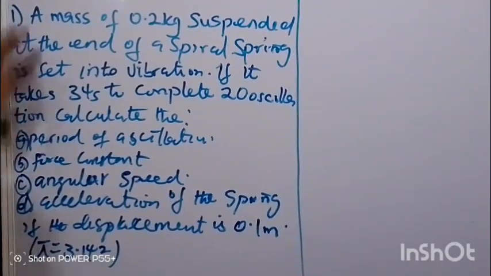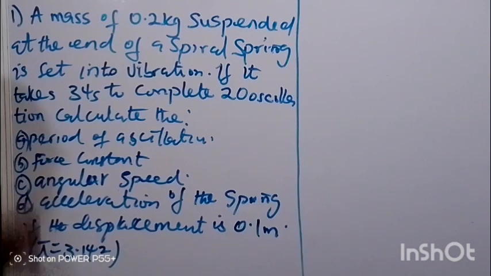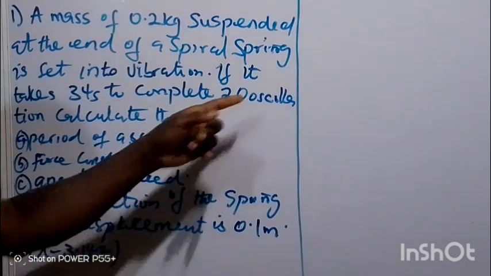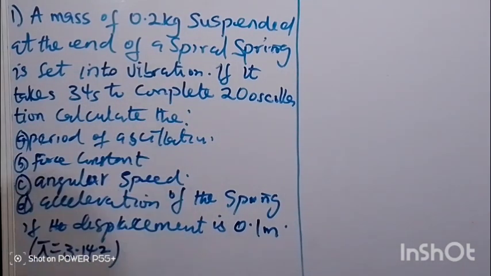Let's take this one as example 1 under this one. A mass of 0.2 kg suspended at the end of a spiral spring is set into vibration. If it takes 34 seconds to complete 20 oscillations, calculate: A. the period of the oscillation, B. the force constant, C. the angular speed, D. the acceleration of the spring, if the displacement is 0.1 meter.